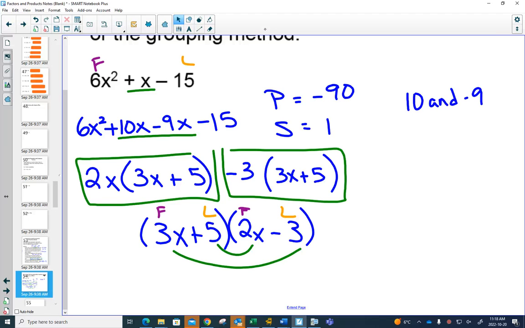If you're using the old technique, do you think you would have gone with 3x and 2x first? Or would you have gone with 6x and x first if you had to? I just guessed, and that did work. 3x plus 5, 2x minus 3, and I got the answer.